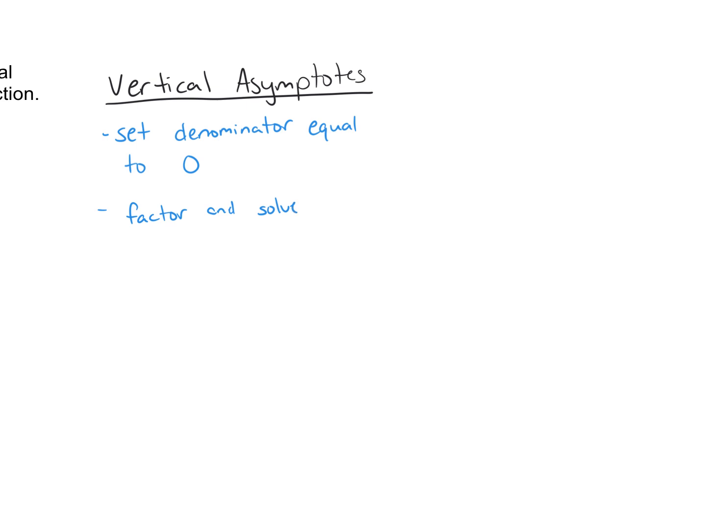What about horizontal asymptotes? You're gonna take the whole fraction. What are we comparing on these ones?